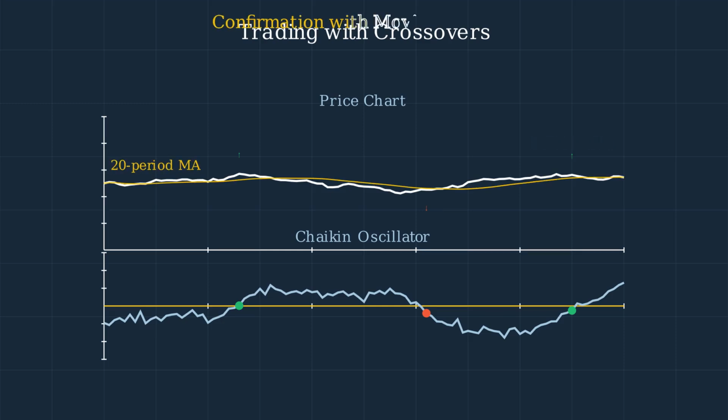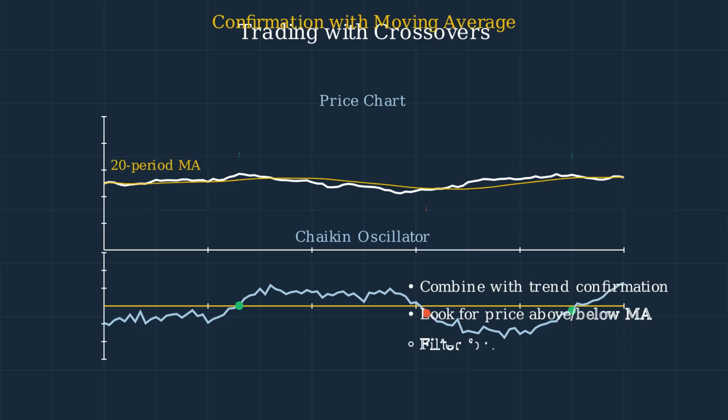These crossover signals can be particularly effective when combined with other technical indicators to confirm the potential trend change. Here's a moving average overlay that can help confirm the signals. Notice how the price is above the moving average during the buy signal, adding confirmation to our crossover signal. This combination improves the probability of a successful trade.